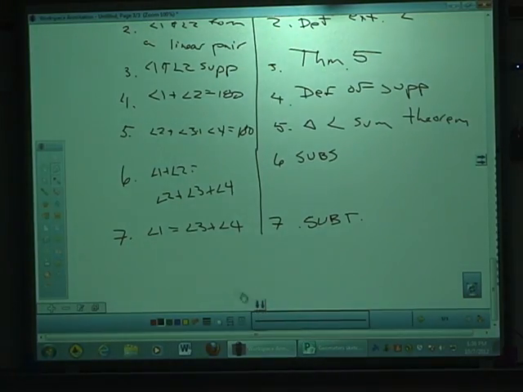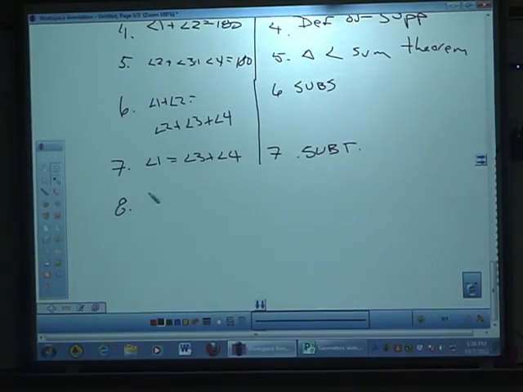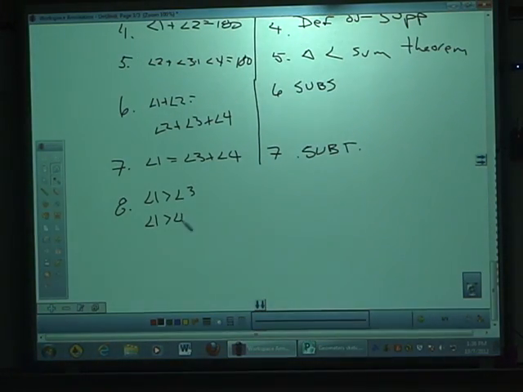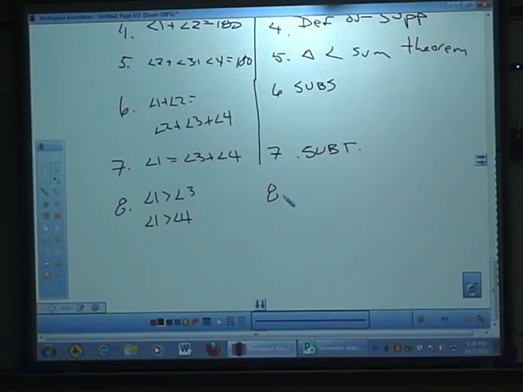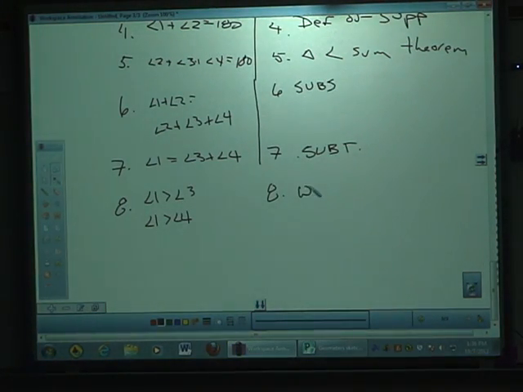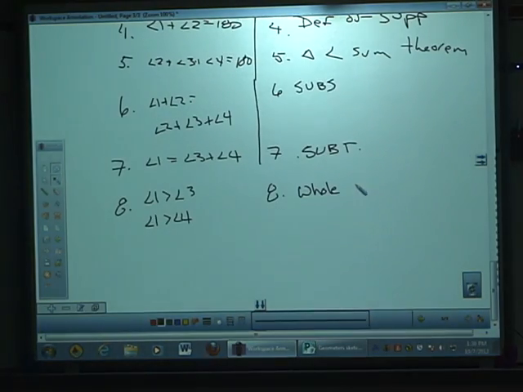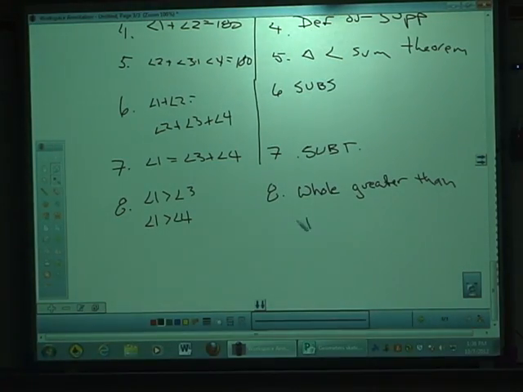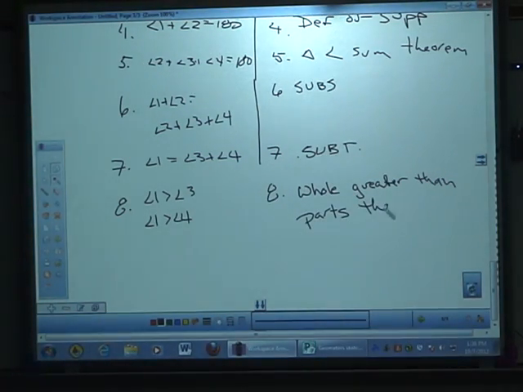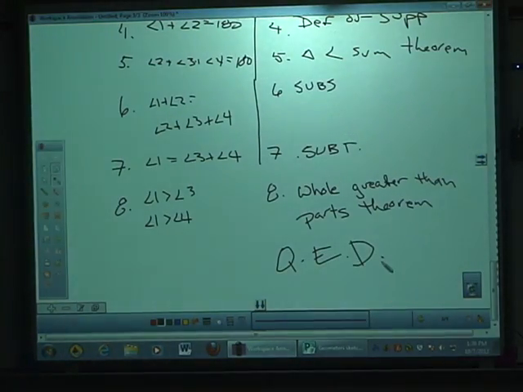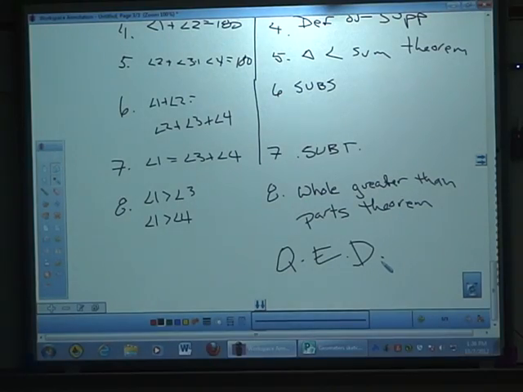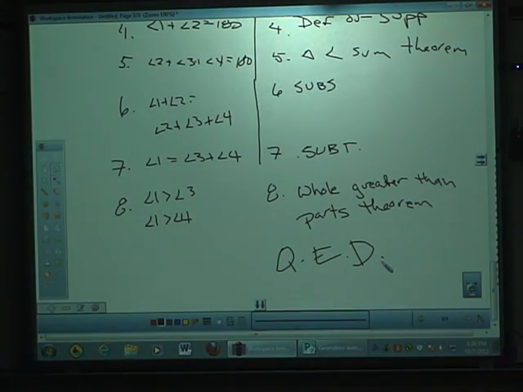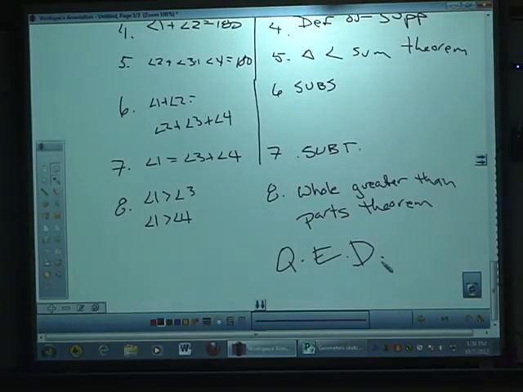So we have something now from yesterday that says that angle 1 has to be greater than angle 3, and angle 1 has to be greater than angle 4 by what? Exactly. The whole greater than parts theorem. And then we do our QED, saying, you know what? I am done with this proof. Quod erat demonstrandum. I hope I pronounced that correctly on video.